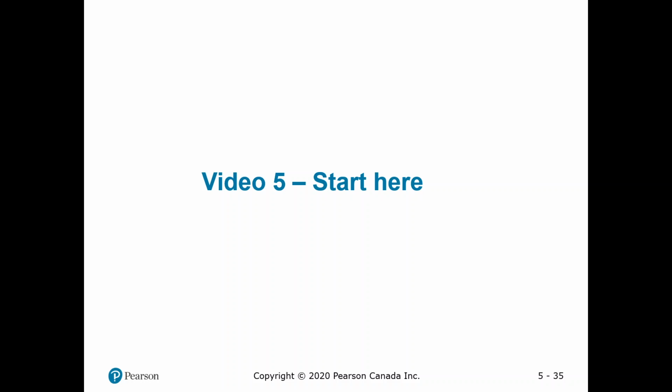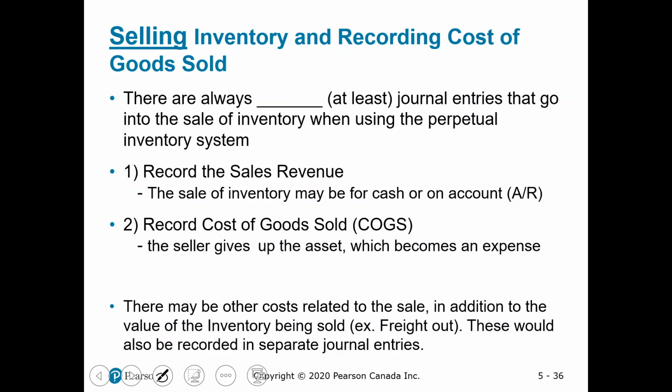So in the previous videos, we were looking at us as the purchaser of inventory. So we were bringing in all of that inventory to get it ready to sell. And now we are going to look at us as the seller. So now we're selling the inventory and we're recording the related cost of goods sold. And again, this is still under the perpetual method.